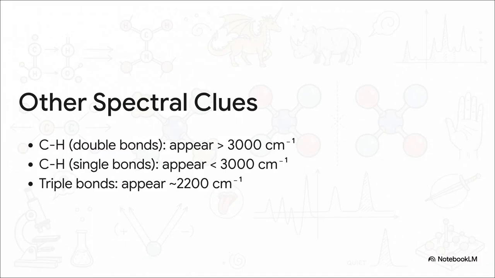Once you've checked for tongues and swords, there are a few other quick clues you can look for. Just think of the number 3000 as a dividing line. Peaks that show up above it tell you about CH bonds next to double bonds, and peaks below it are for CH bonds next to single bonds. Oh, and if you ever spot a lonely little peak in the quiet zone around 2200, you've probably found a triple bond, which is pretty cool.